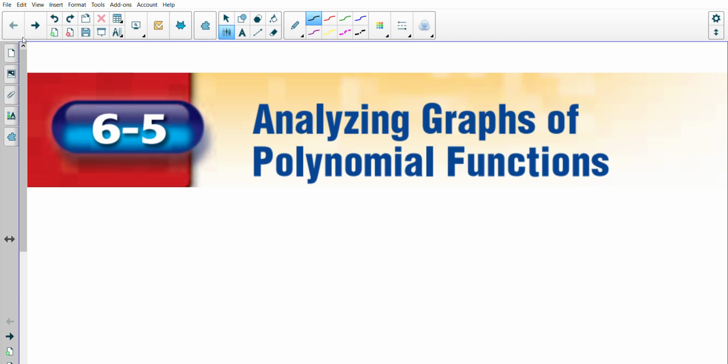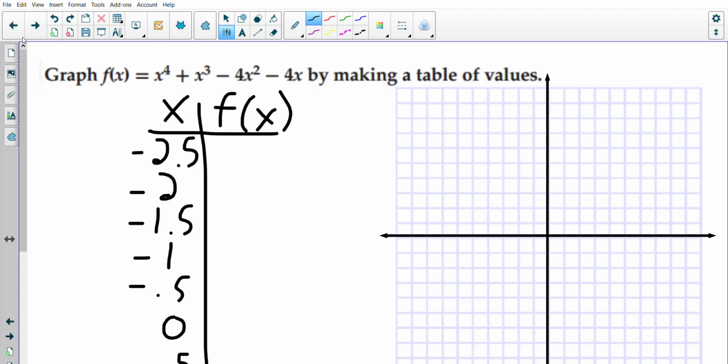In today's video, we're going to look at section 6-5, analyzing graphs of polynomial functions. So before we get started learning to analyze, let's run through an example. I've got something set up. Graph f of x is equal to x to the fourth plus x to the third minus 4x squared minus 4x by making a table of values.